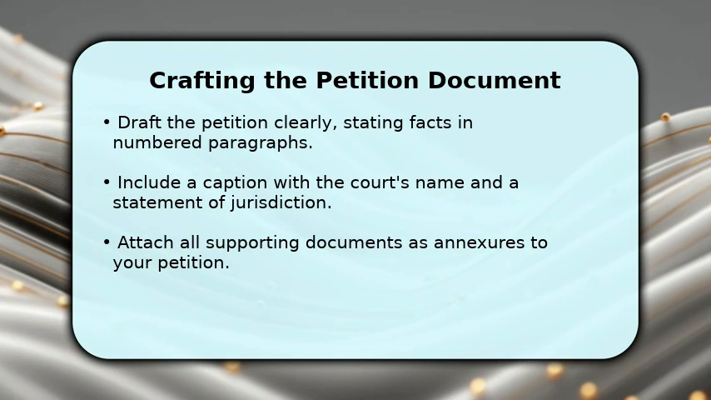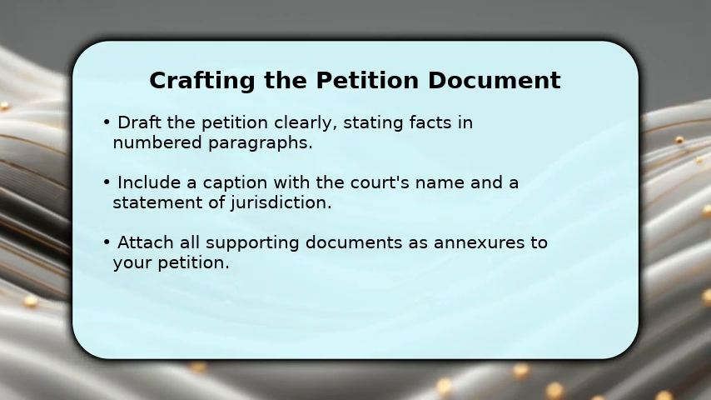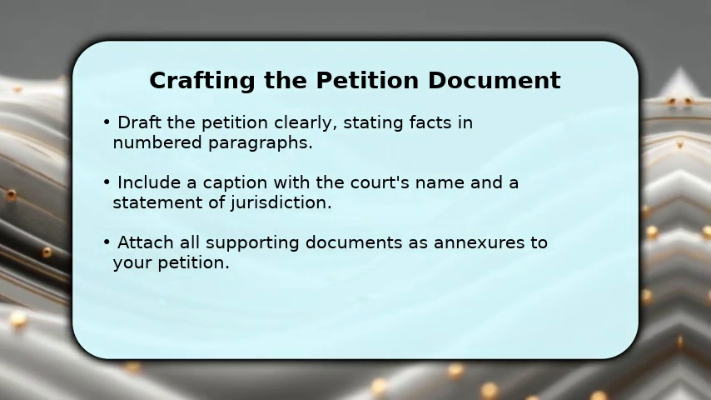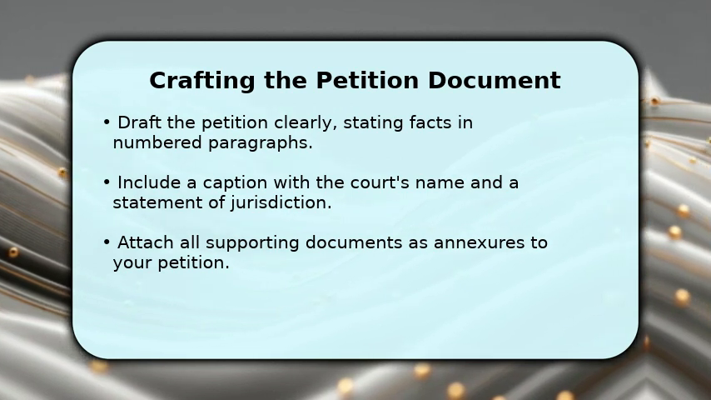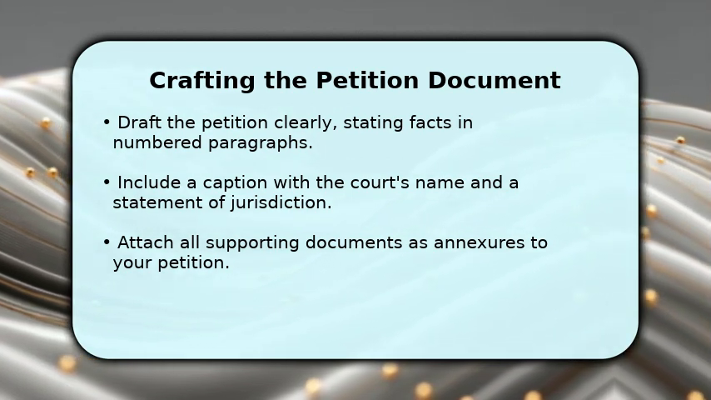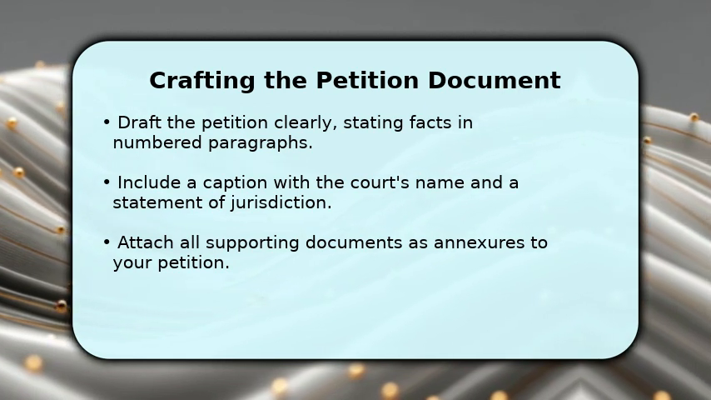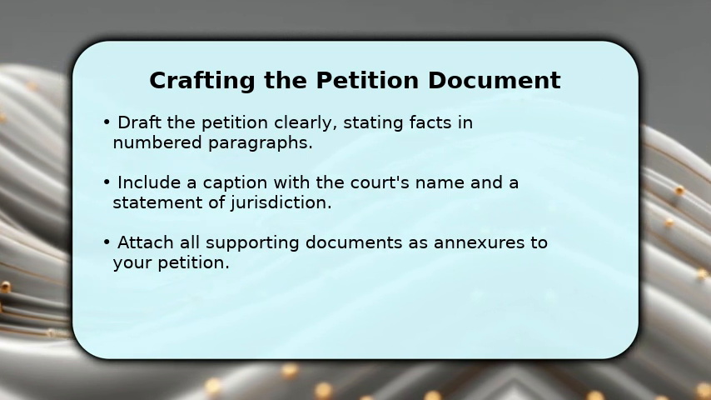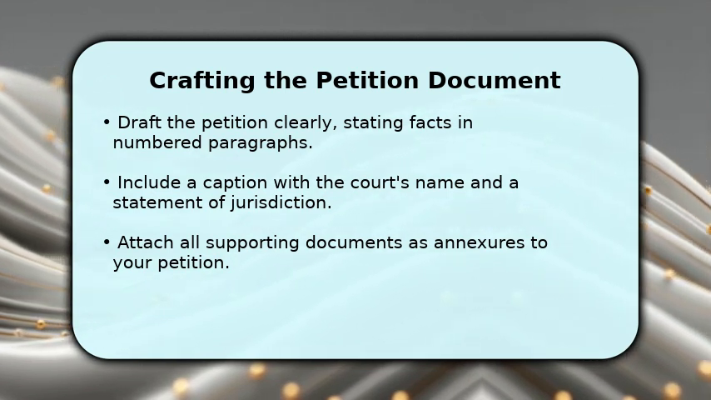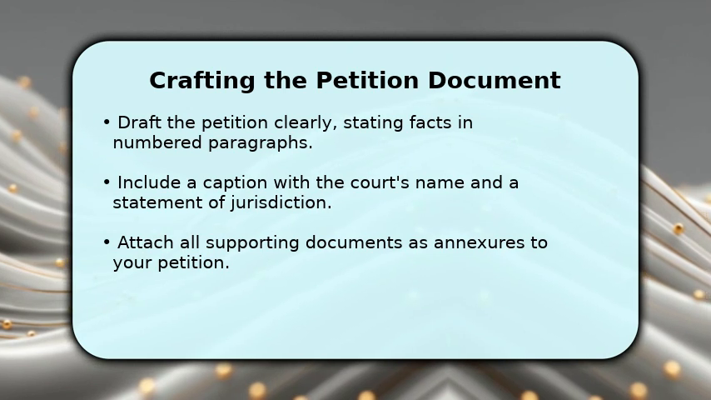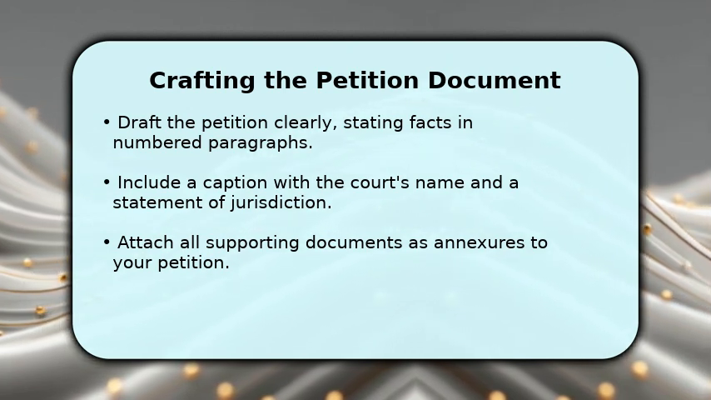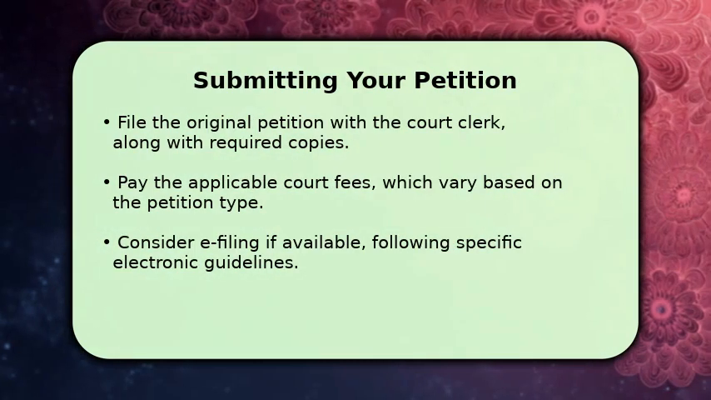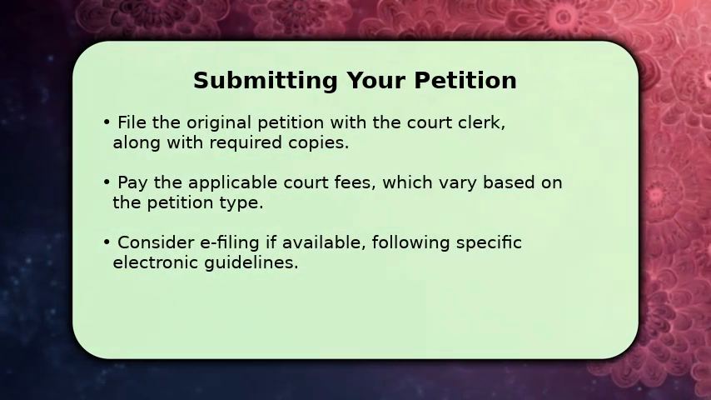Once you have completed your initial research, the next step is to meticulously draft your petition. This document should clearly outline your legal claims, presented in concise, numbered paragraphs. Remember to include a caption with the High Court's name and a clear statement explaining why the court has jurisdiction over your case. All supporting documents, such as certified copies of lower court judgments or evidence, must be attached as annexures.